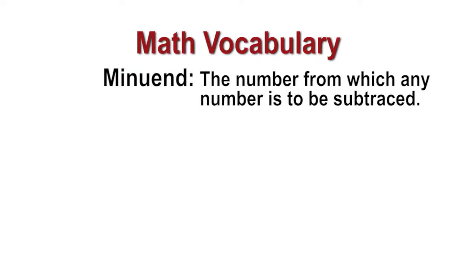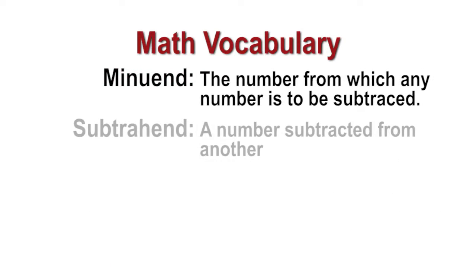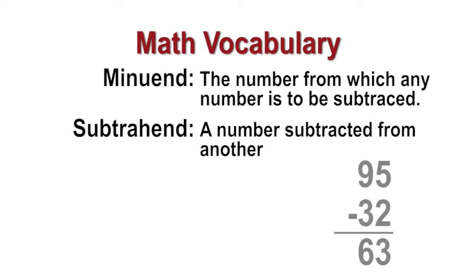Minuend. The number from which another number is to be subtracted. Subtrahend, a number subtracted from another. In the problem 95 subtract 32, 32 is the subtrahend and 95 is the minuend.